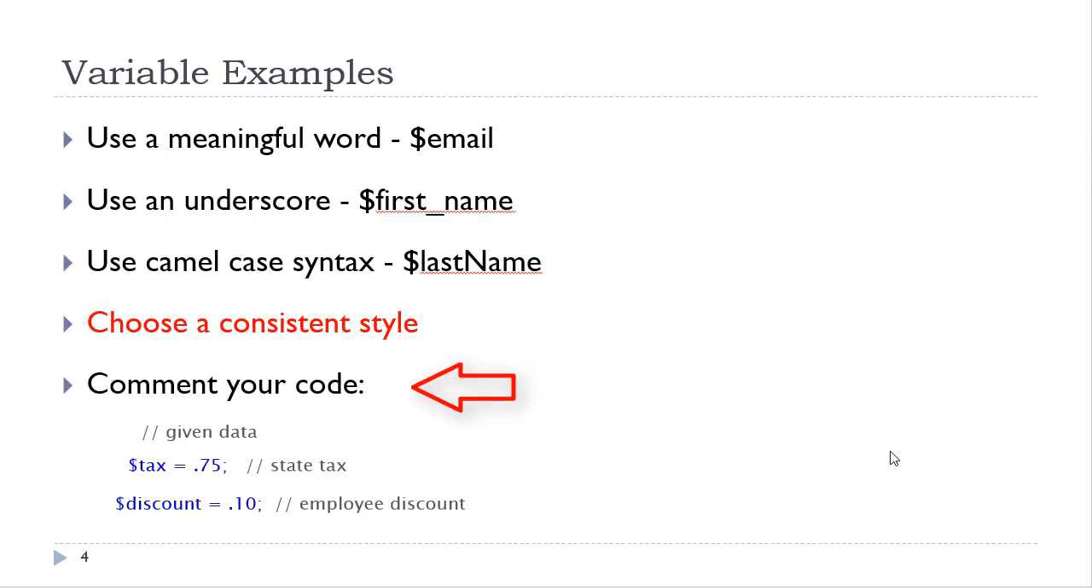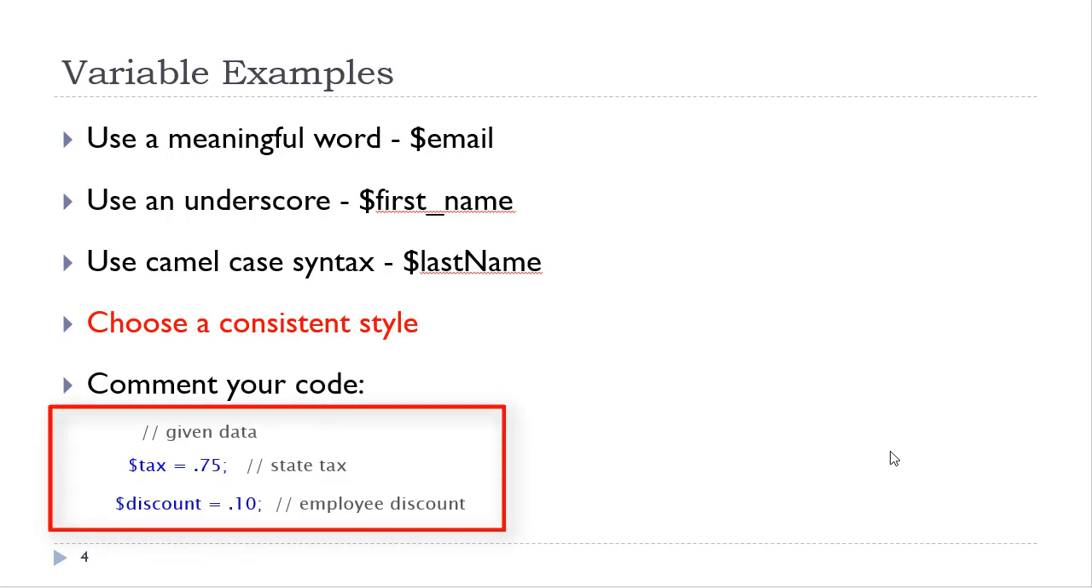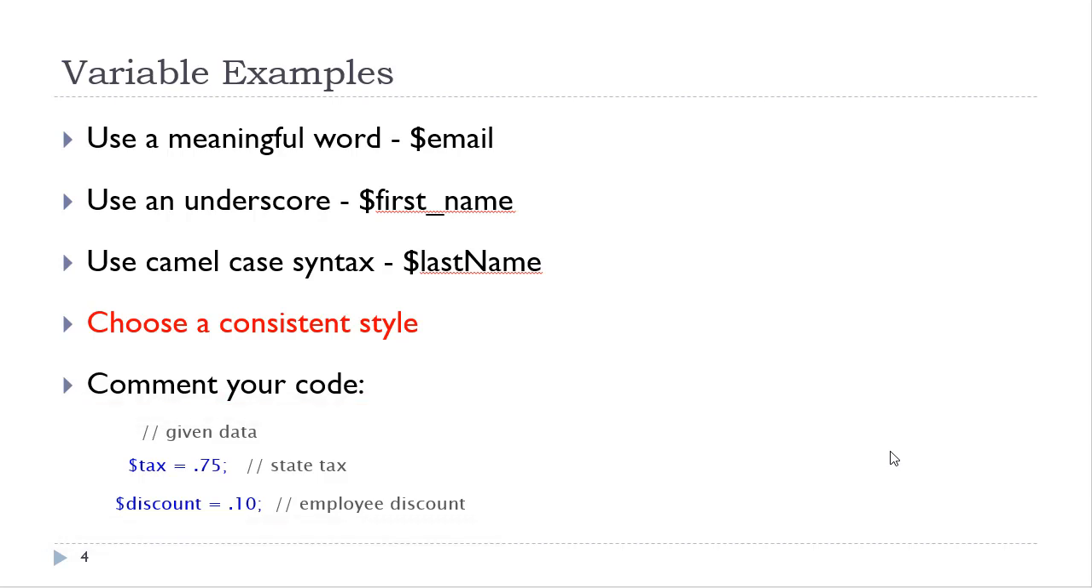You also want to comment your code. It is very helpful to place comments so you understand what you're doing. For example, here we are declaring a variable, $tax, and we are assigning it a value of 0.75, and we have a comment that that is the state tax. Next, we have a variable called discount, $discount. We're assigning that to 0.10, and we are indicating that it is an employee discount. Commenting your code will make it very easy for you to understand what you are doing.